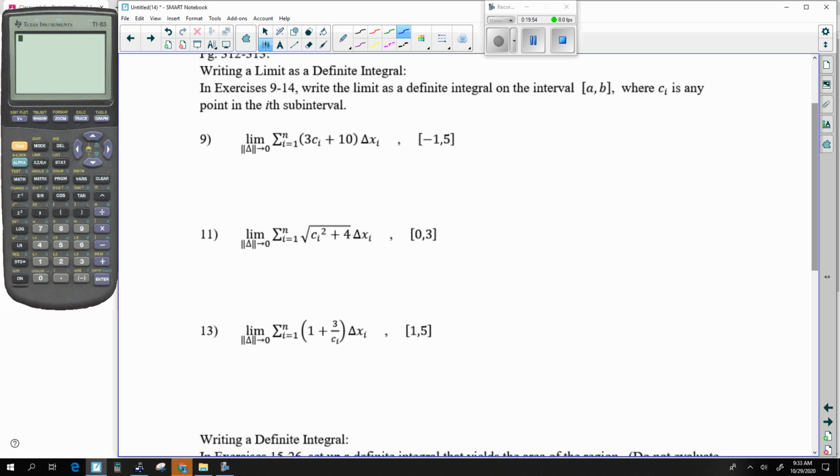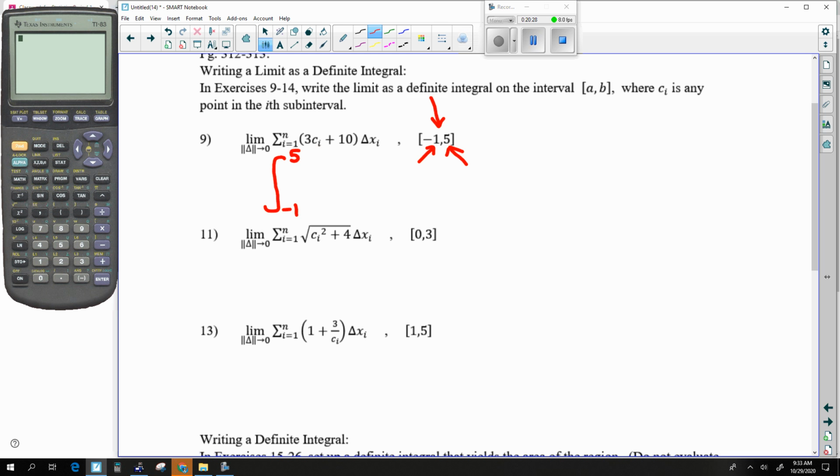Okay, I don't think they asked you to answer this question. I may have it on my answer key, but they say write this as a definite integral. All right, so this is on the interval from -1 to 5. So here we go. This is an integral. An integral is like a giant S-looking shape. The lower bound is -1. That is written at the bottom. The upper bound is +5. That's written at the top.